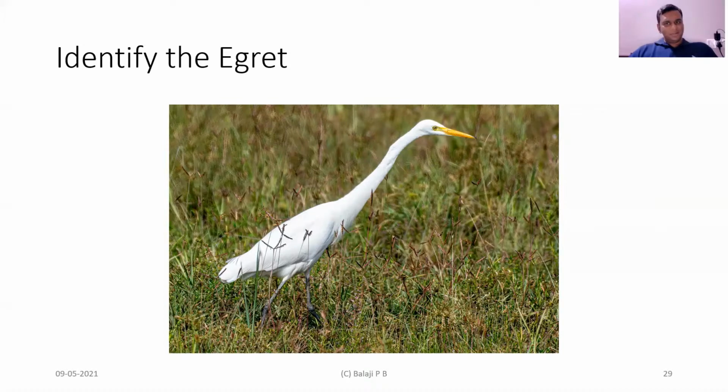Any other opinions? I'm confused between an intermediate and a cattle egret. You're confused between an intermediate and a cattle egret. Okay. Yeah. So as Harini ma'am rightly pointed out, it is indeed an intermediate egret.